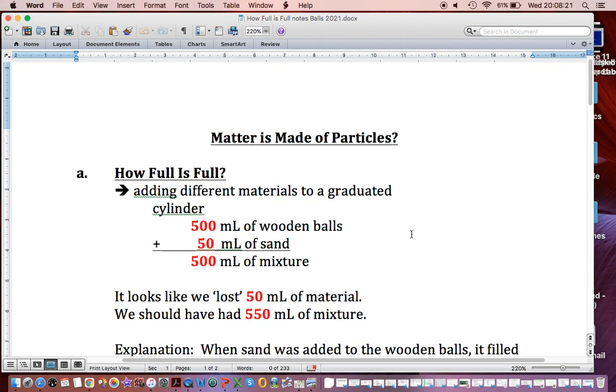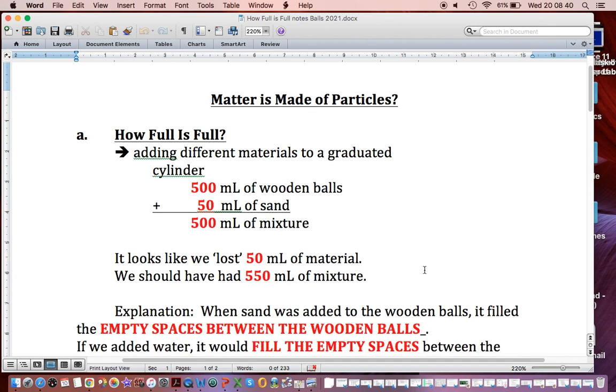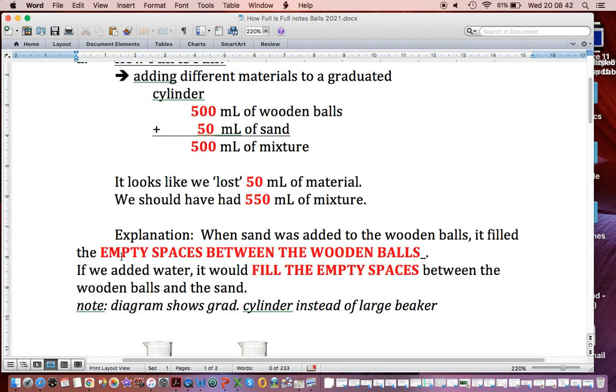So you have some numbers to fill in on your notes. First of all, you write down, it may already be there, the 500 mils of wooden balls. Then our lab assistant added 50 milliliters of sand, and it didn't change the overall volume. It should have been 550 mils, so it looks like we lost 50 milliliters. Our explanation is there's empty spaces between the wooden balls.